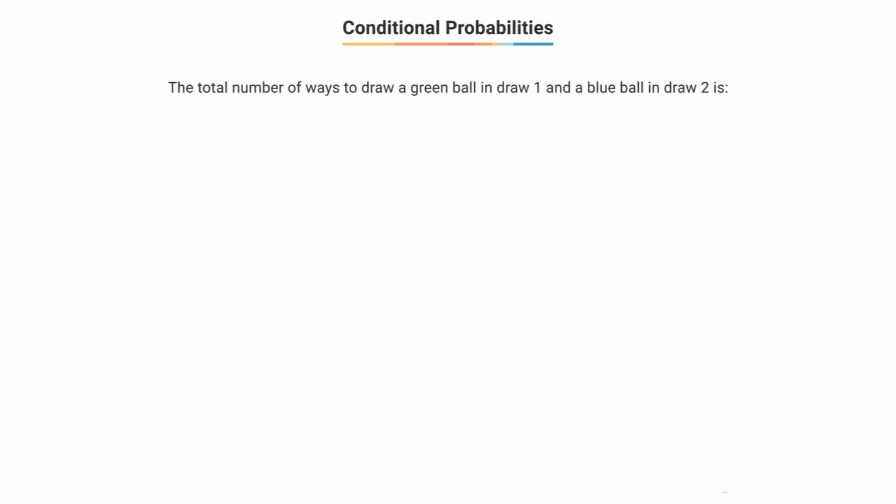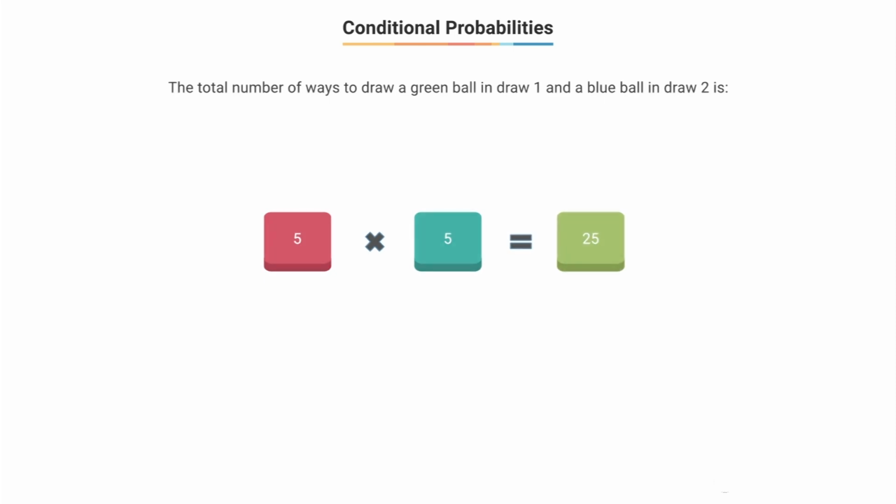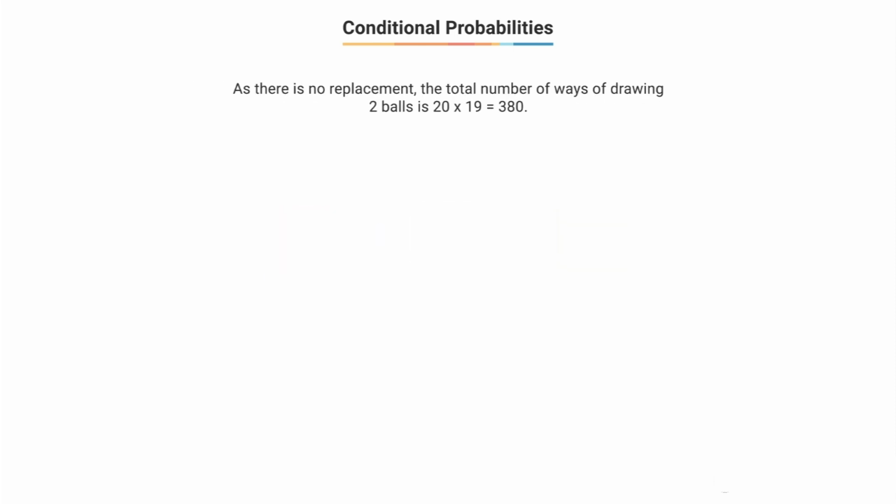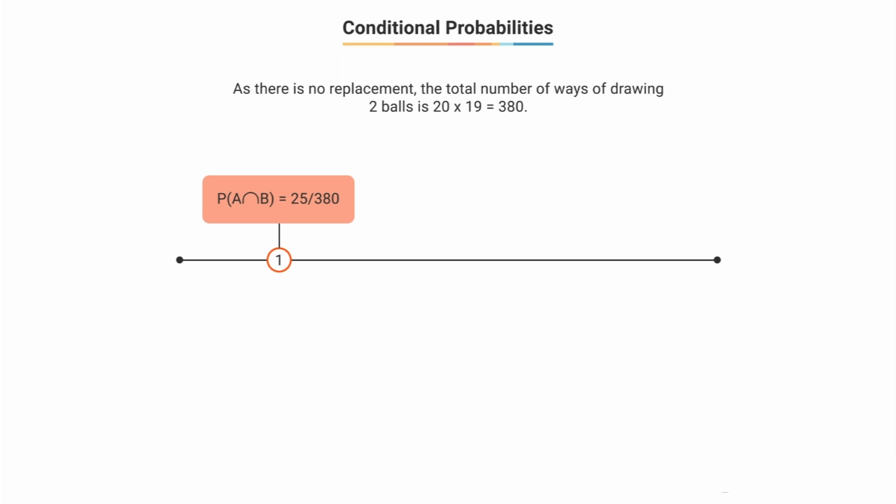The total number of ways we can draw a green ball in draw 1 and a blue ball in draw 2 is 5 cross 5, that is 25. The total number of ways of drawing two balls is 20 into 19, equal to 380. Hence, P of A intersection B is equal to 25 divided by 380. Hence, probability of B given A is equal to probability of A intersection B divided by probability of A, which is equal to 25 by 380 into 20 by 5, which is equal to 5 by 19.